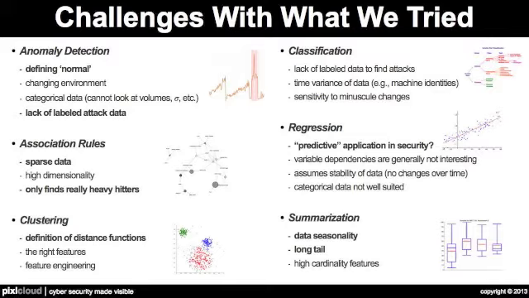Association rules: we have sparse data, as I mentioned, and often if I run frequent itemset mining or something like that on my data, I find the heavy hitters. Guess what? I'm not interested in those. Those are generally not the ones I'm interested in. I want the other stuff. And how do I do that?